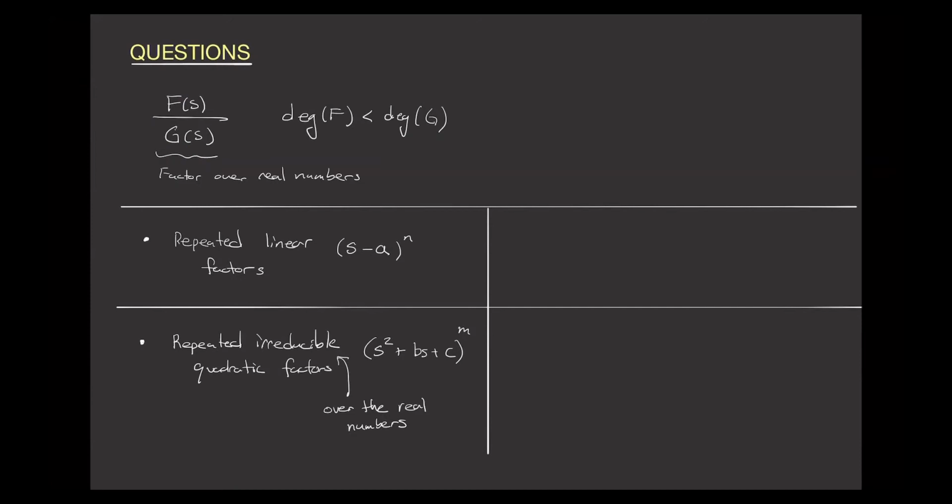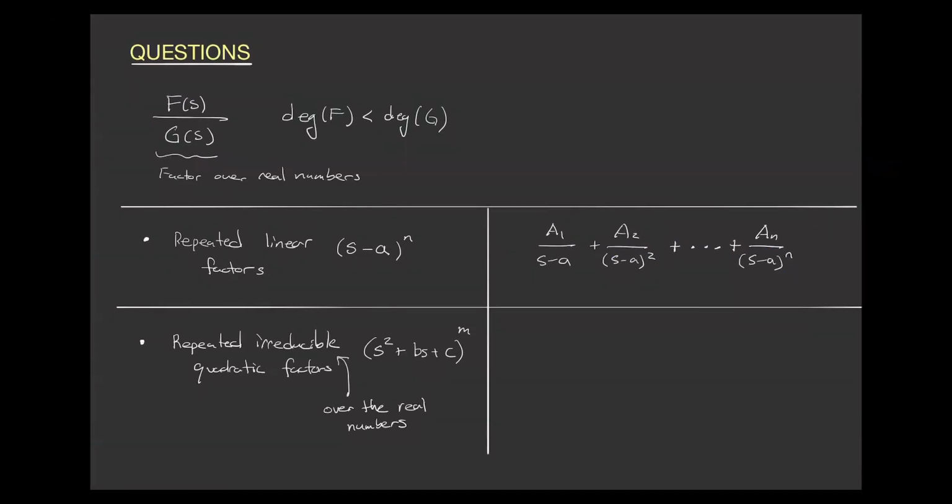Now, if you have repeated linear factors, what you're going to have is, let's say, a sub 1 over s minus a plus a sub 2 over s minus a squared. And you're just going to keep scaling it up until you get to a sub n over s minus a to the n. Notice that the coefficient is just a constant in each case in the numerator. And then you have a number of terms equal to n, where each term differs by the fact that you're scaling up the denominator by one more degree each time.